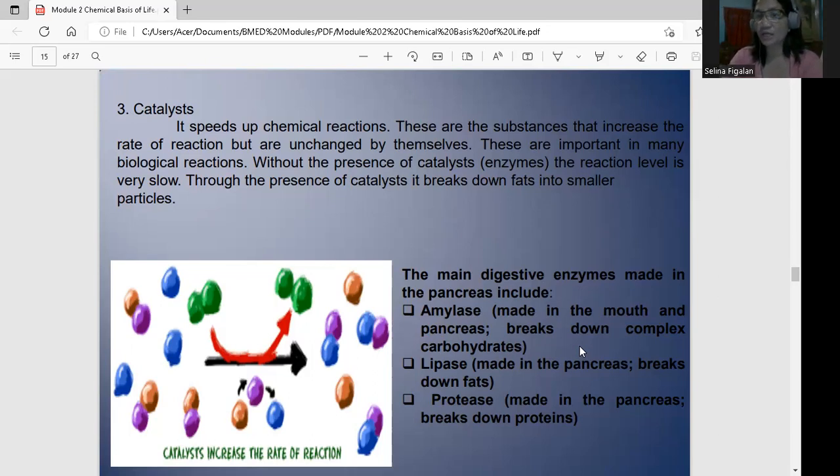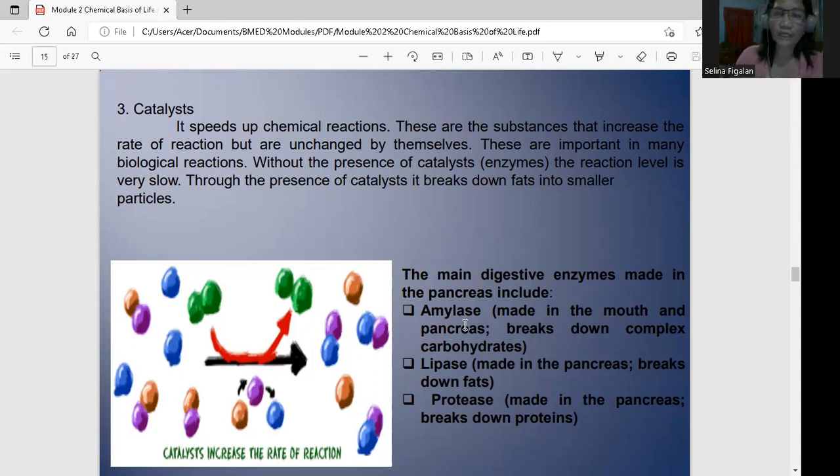Especially here in our stomach, and even in our pancreas, the one that helps us to break down fats into smaller particles, and that is what we call the lipase. Okay, the amylase is an enzyme used to break down complex carbohydrates. Naalala niyo yung ating lesson about the complex carbohydrates, matagal siyang matunaw. Okay, if you compare the starches, matagal siyang tunawin, i-compare mo doon sa simple carbohydrates.